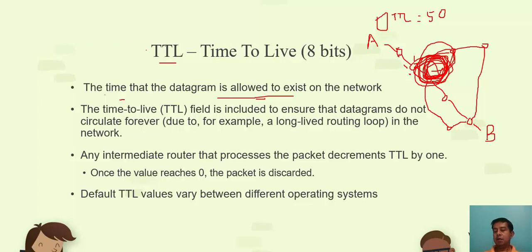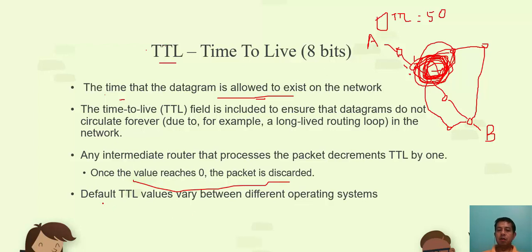If the datagram arrives at the destination, it should ensure that it arrives before the TTL becomes 0. Clear? So once the TTL value reaches 0, that particular datagram is discarded in the router where the TTL value became 0.